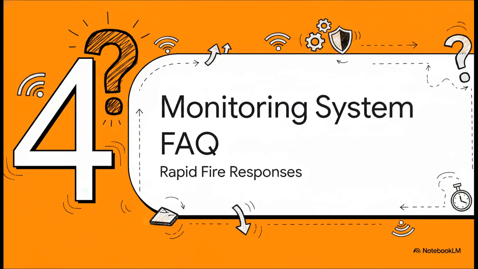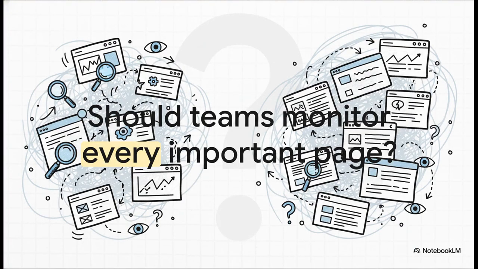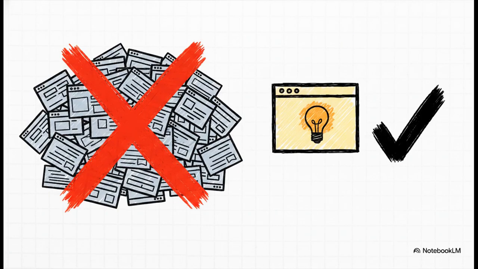On to Section 4, our monitoring system FAQ. Just some rapid-fire responses to big questions. First up, a vital question to keep your scope in check. Should teams monitor every single important-looking page? The definitive answer here is no. Keep your focus incredibly tight. Monitor only the pages that actually support real business decisions or operational workflows.